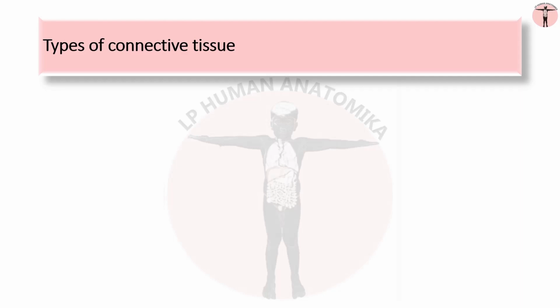In the previous session, we completed the second part of connective tissue, that is extracellular matrix. In this session, I'll be discussing types of connective tissue. Different types of connective tissue are found in different parts of the body according to the local structure and functional requirements. It can be classified based on structure and function.